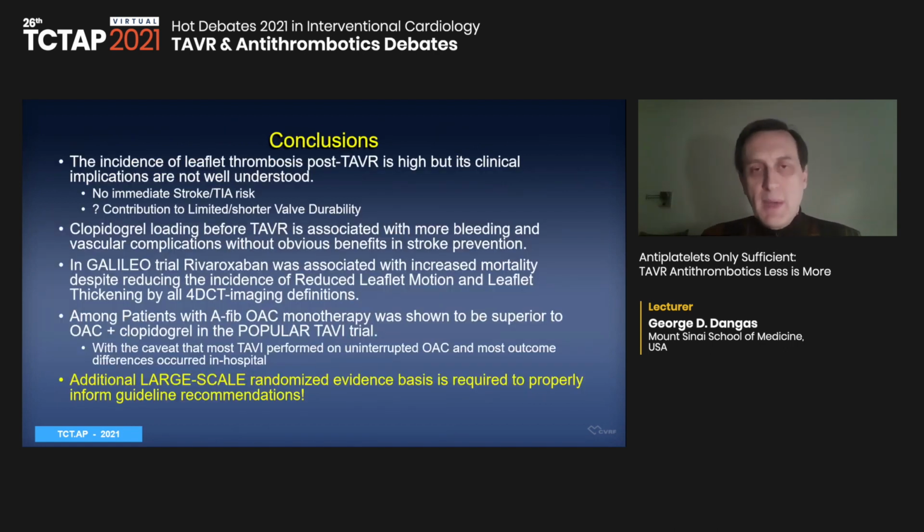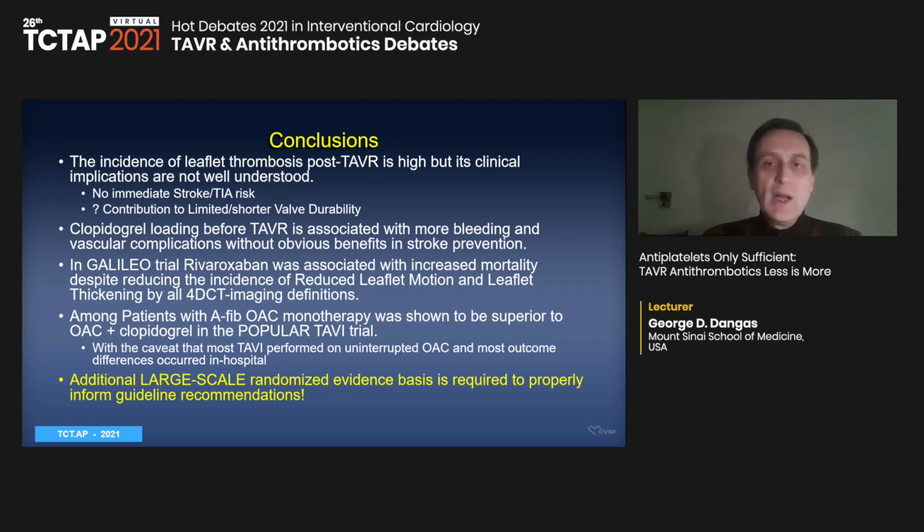So let me rest my case for this short debate, indicating that the instance of leaflet thrombosis has raised a lot of concerns. However, we know now there's no immediate stroke or TIA risk. Whether it is related to long-term durability is another story, not part of this debate, and this phenomenon definitely fluctuates over time, even regardless of the kind of antithrombotics we give.